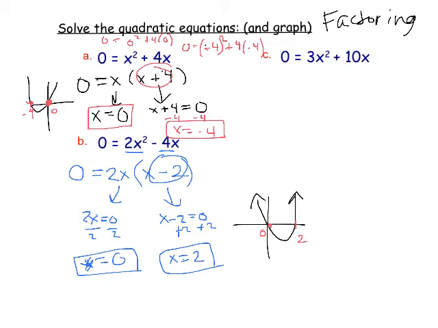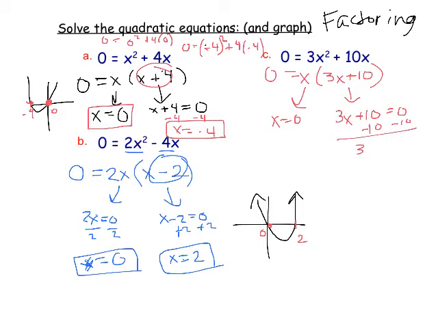Last problem. Here, the greatest common factor is only the letter x, so we'll take out an x. 3x plus 10 equals 0, and break it apart. x equals 0, because 0 times anything equals 0, and something inside the parentheses of 0 times the x would make 0. Subtract 10 on both sides. 3x equals negative 10, and divide by 3, so x is negative 10 thirds.